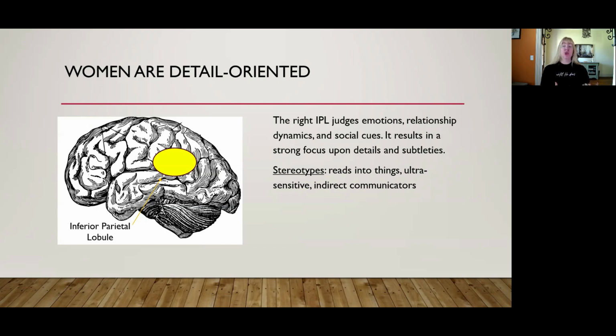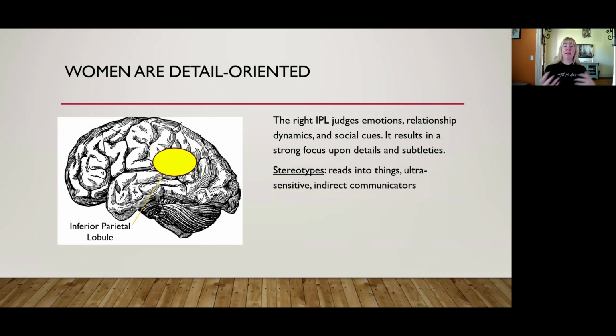So a lot of times I have to tell women, you've got to turn that sensitivity dial down a little bit, because men do not communicate with such an emphasis on the paraverbal and the nonverbal. They don't rely on those subtleties as much as women do.